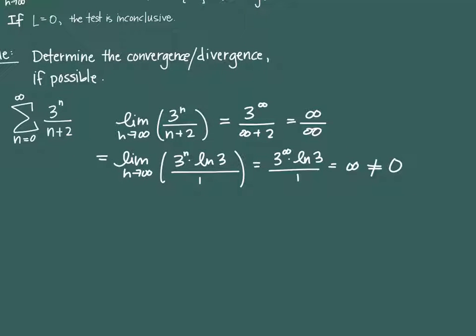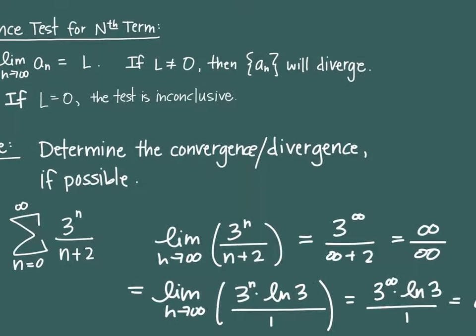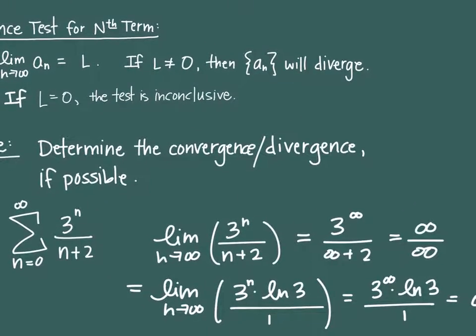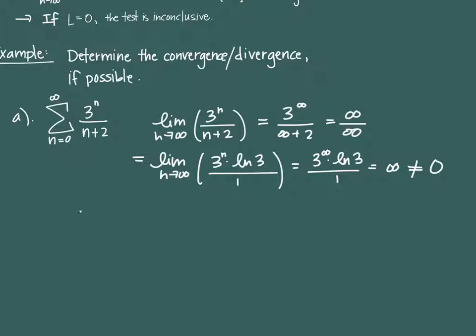Because the nth term, which is the last term if we could get to one in an infinite sequence, is not 0, in fact it's infinity, the nth term test tells us, since this is non-zero, this will diverge. So this series, 3 to the n over n plus 2, diverges.